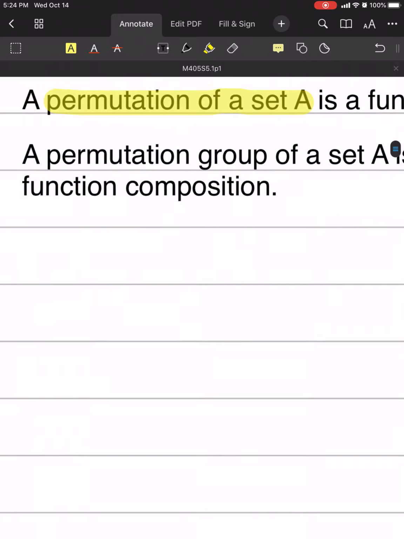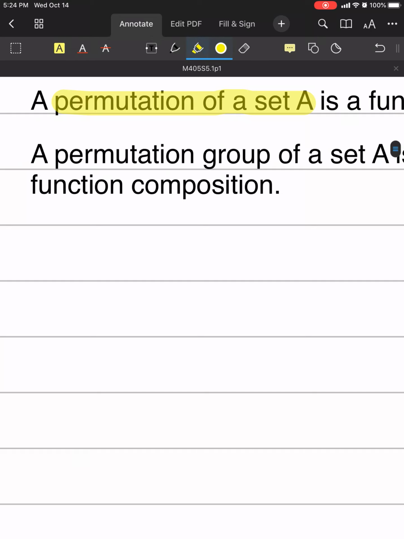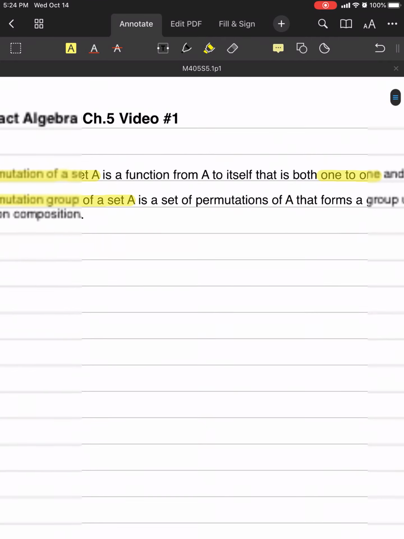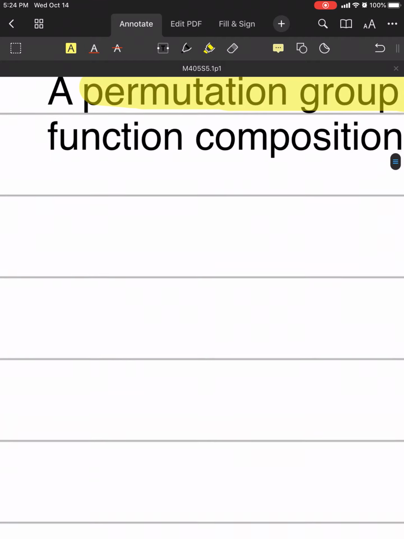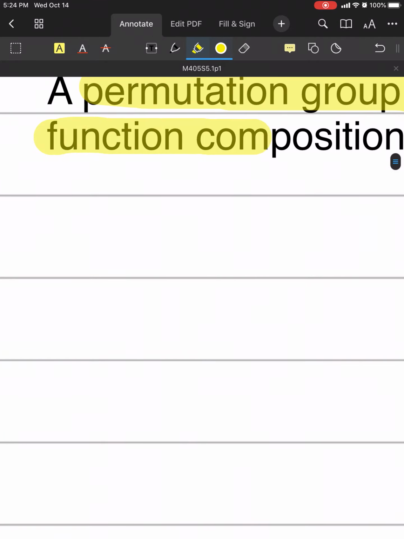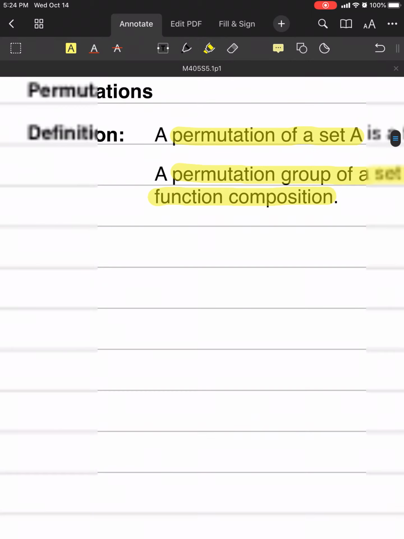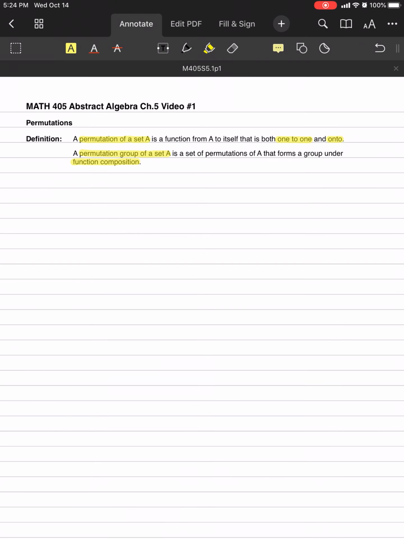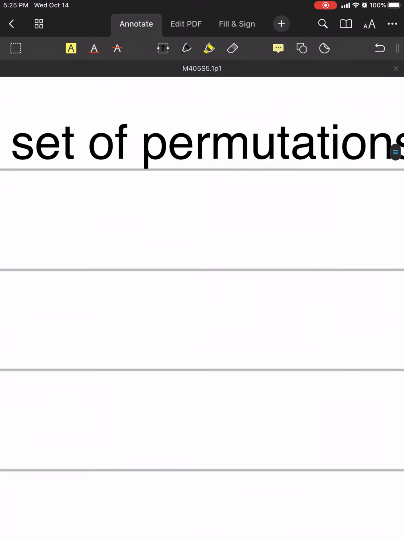Now, a permutation group, as you might imagine, is related to a set of permutations, because groups are always sets. But here, a permutation group of a set A is a set of permutations that forms a group under function composition. So in other words, we're thinking of permutations themselves as functions, and if we use our binary operation as function composition, if that makes the permutations we have form a group, that is what we call a permutation group. Now, one thing that I do want to mention here, this is a set of permutations.